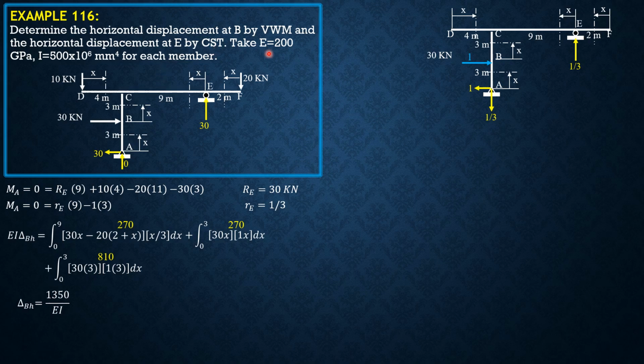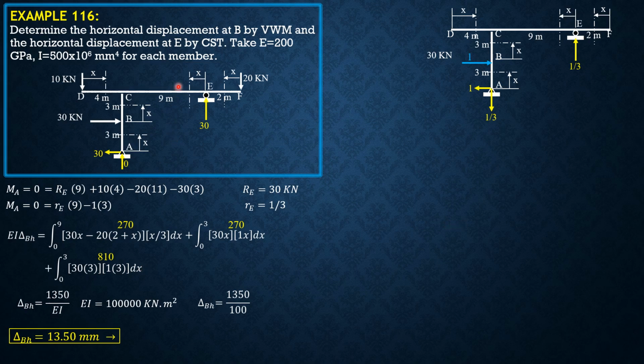Now EI is 200 times 500, that's the shortcut, and the unit is kilonewton meter square, so it is 100,000 kilonewton meter square. So the shortcut to this is we just divide the entire value by 100 to convert that to mm. So the horizontal displacement at B is 1350 over 100, and it is 13.5 mm rightward.